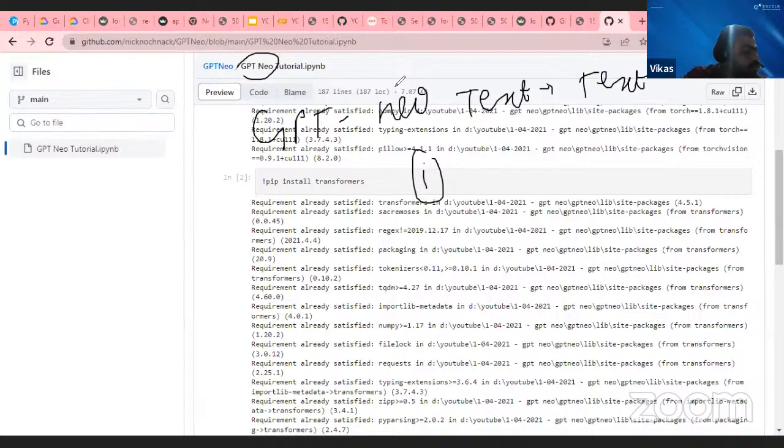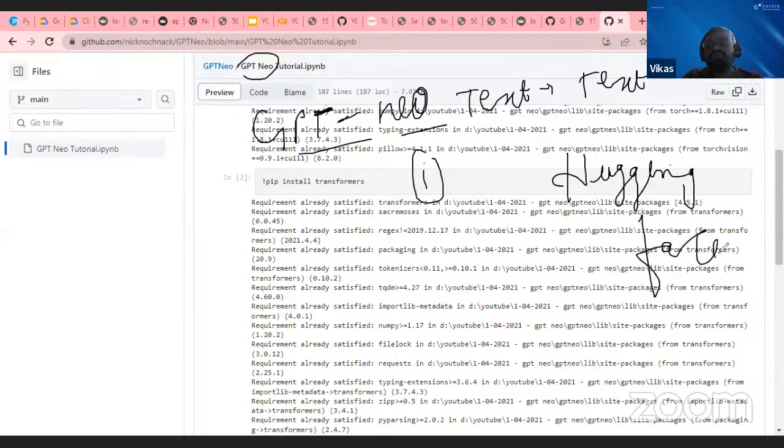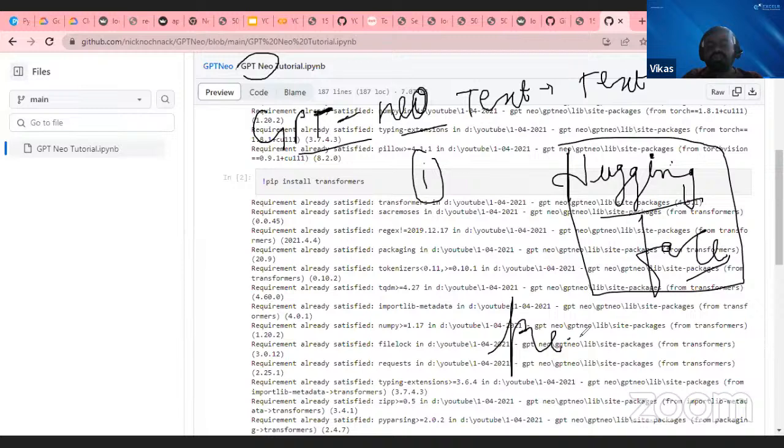Okay, let's do a code walkthrough here, guys. I'm using this GPT Neo model. This is a pre-trained model available on Hugging Face, which is a platform. I'll showcase it when we go forward with the practical implementation. This Hugging Face platform contains all the pre-trained models. I'll show you in detail. These are called transfer learning models.